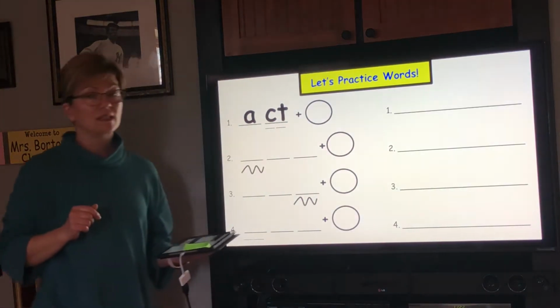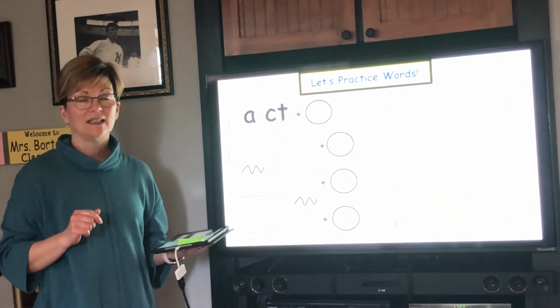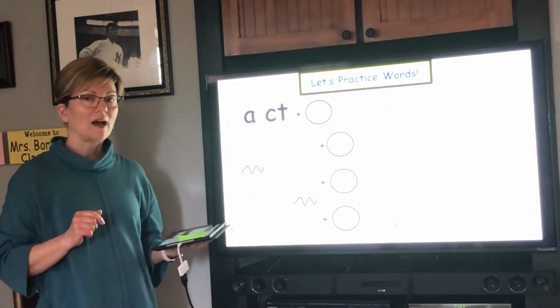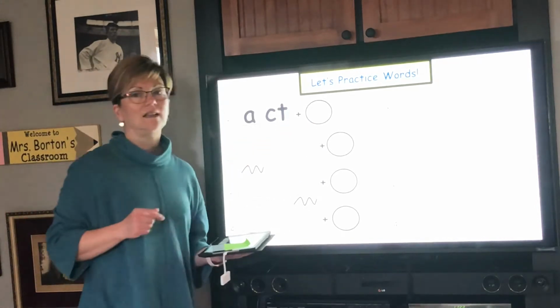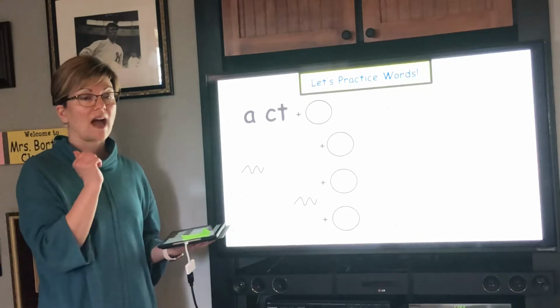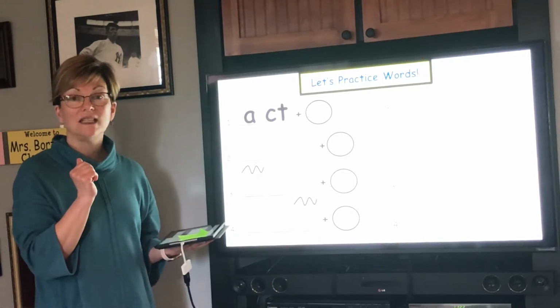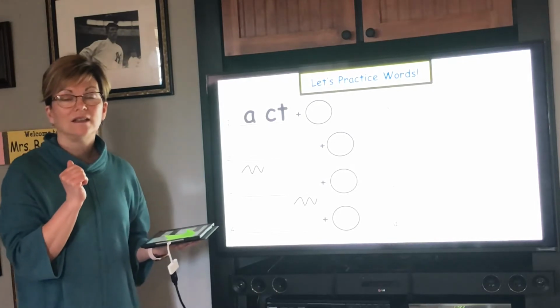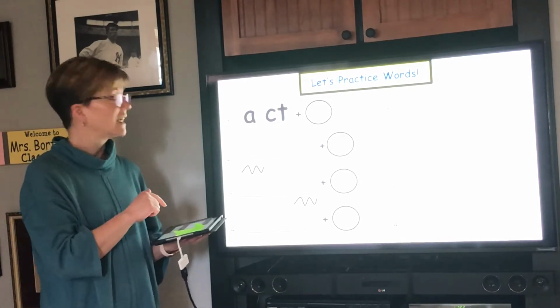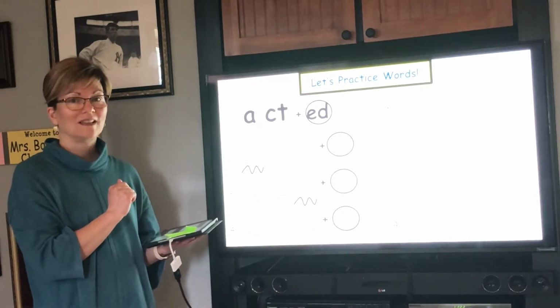Now, this word was not just act, it was acted. Remember, we talked about that ed at the end can make tt. If it's tt, it's just breath. If it ends with a D or a T sound, we're gonna use the id. So ed, I heard acted. So write ed in that circle.